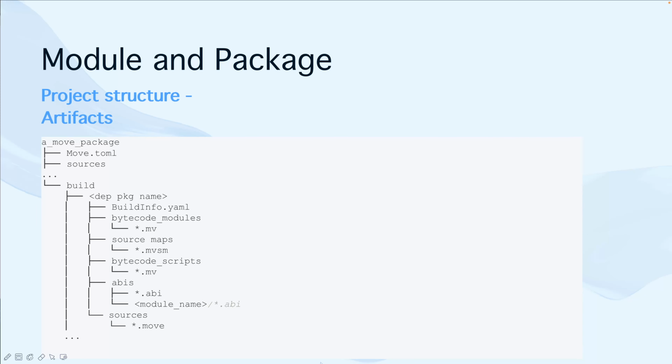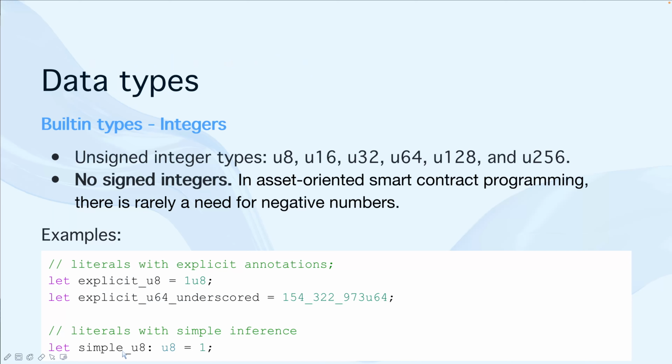And here are some examples of how to declare unsigned integers. You can start with literals with explicit annotations. For example, you can have U8 after the 1, and also U64 after this number. But you can also have literals with type inference. So for example, you declare the types here and the numbers here.